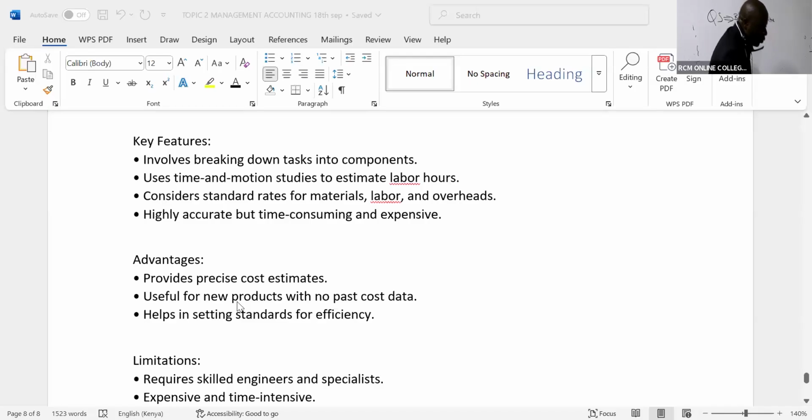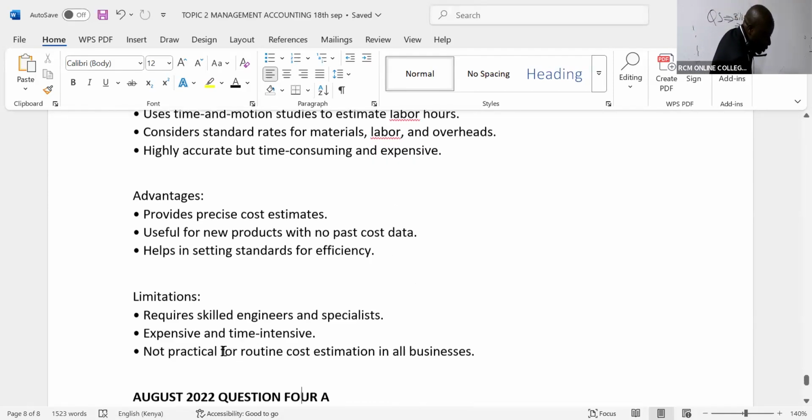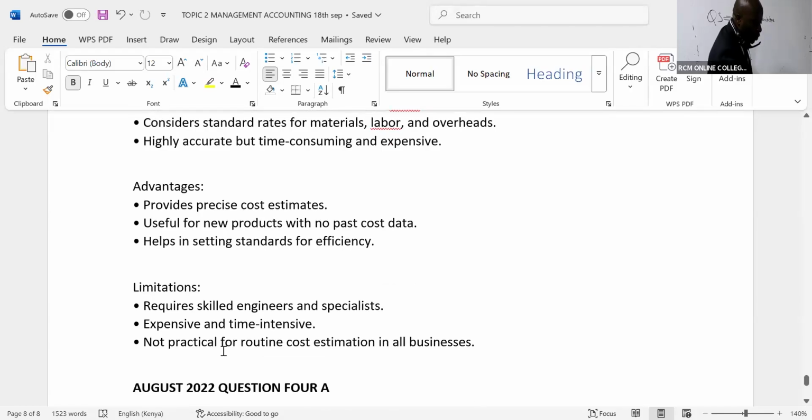It is useful for new products with no past cost data. It helps in setting standards for efficiency. Limitations: it requires skilled engineers and specialists. It's very expensive and time consuming, not practical for routine cost estimations in all businesses.